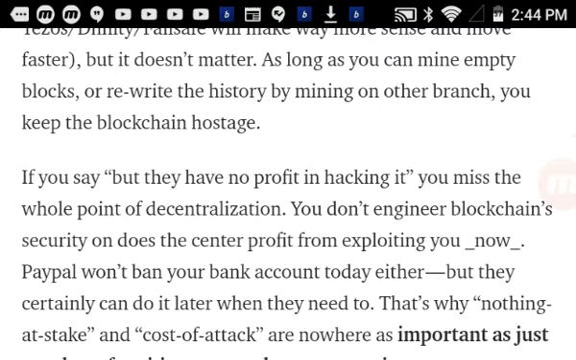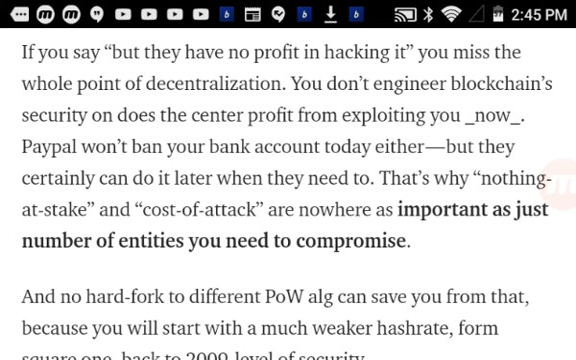If you say, but they have no profit in hacking it, you miss the whole point of decentralization. You don't engineer blockchain security on the incentive of profit from exploiting it. PayPal won't ban your bank account today either, but they certainly can do it later when they need to. That's why nothing at stake and cost of attack are nowhere as important as just the number of entities you need to compromise.